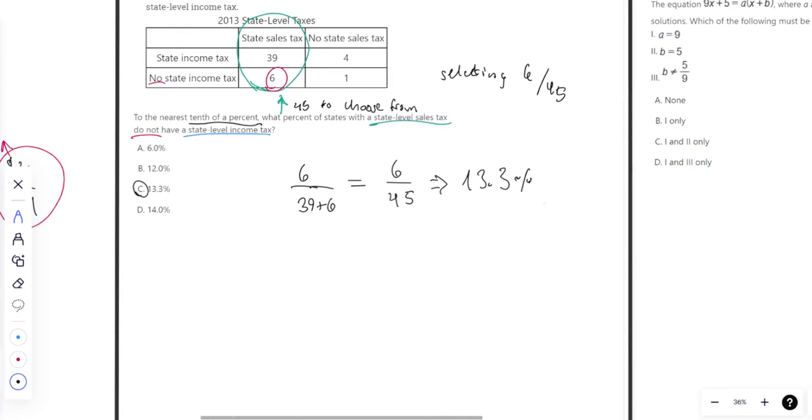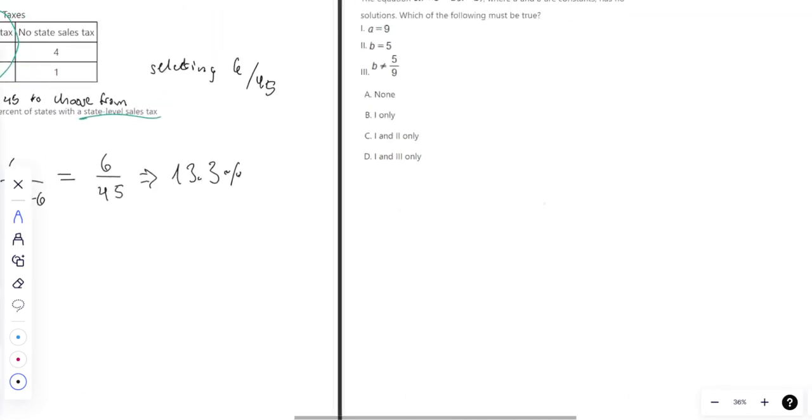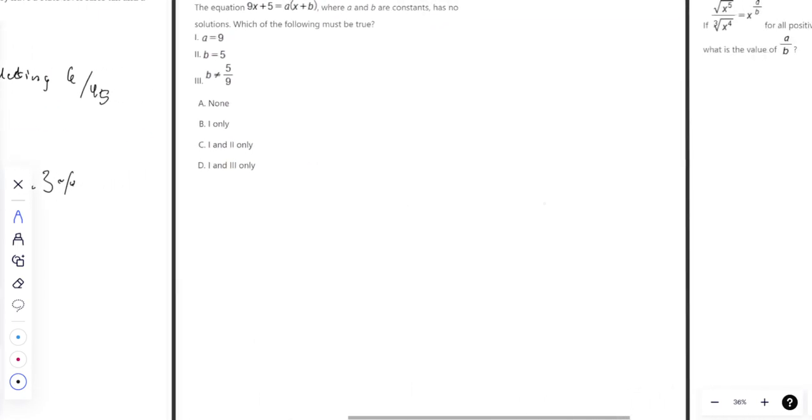All right, I'll let you ponder that for a second. Or no, actually, take a second to read this question. This one's a pretty nice question. Okay, it's asking which of the following statements must be true. We have this equation 9x plus 5 is equal to a times x plus b. Now let me just expand that out real quick.